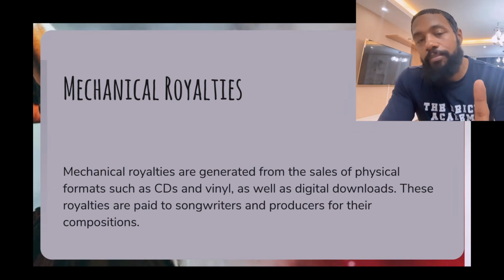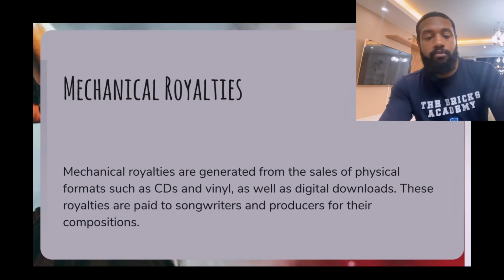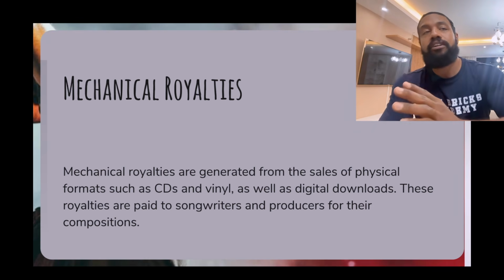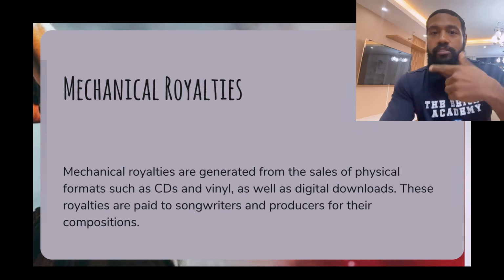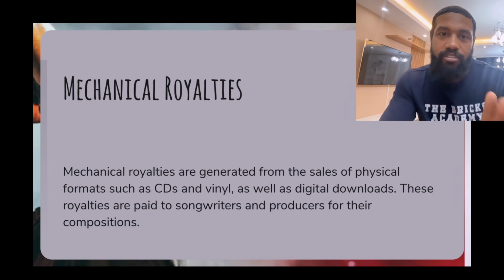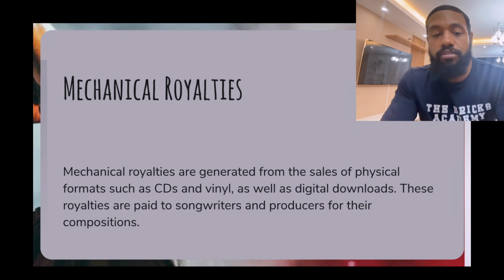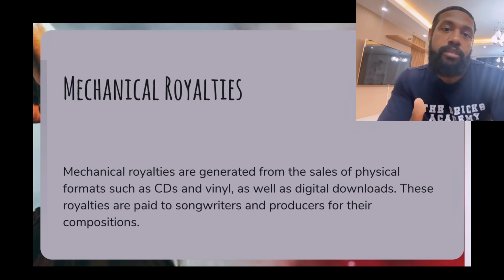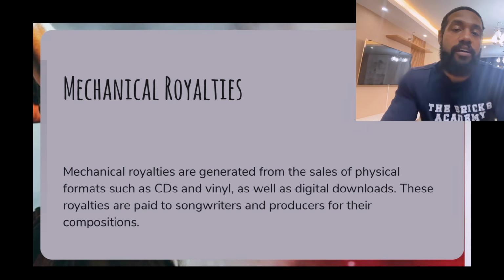The second type of royalty is mechanical royalties. Now, performance royalties and mechanical royalties are going to be the two main ways that you get paid as far as royalties go. These are the two main things that you need to focus on. Mechanical royalties are generated from sales of physical formats such as CDs and vinyls, as well as digital downloads. These royalties are paid to songwriters and producers for their composition. So this is more streaming, this is more box sets, this is more vinyl, CDs, things of that nature.